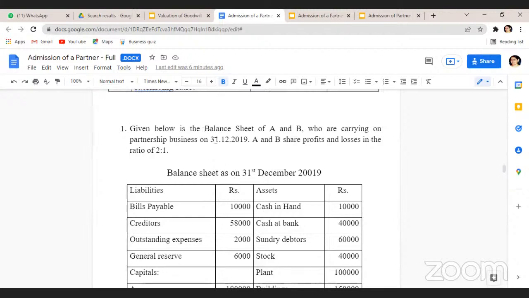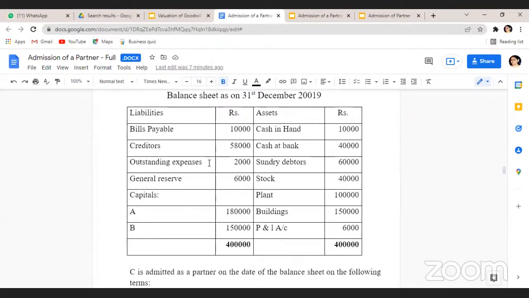See, given below is the balance sheet of A and B, who are carrying on partnership business, on 31st December 2019. A and B share profits and losses in the ratio of 2:1. You have been provided a balance sheet with the liabilities and the assets. On the liability side, you have bills payable, creditors, outstanding expenses, general reserve, and capital balances of A and B. On the asset side, you have cash in hand, cash at bank, sundry debtors, stock, plant, building, profit and loss account, right?